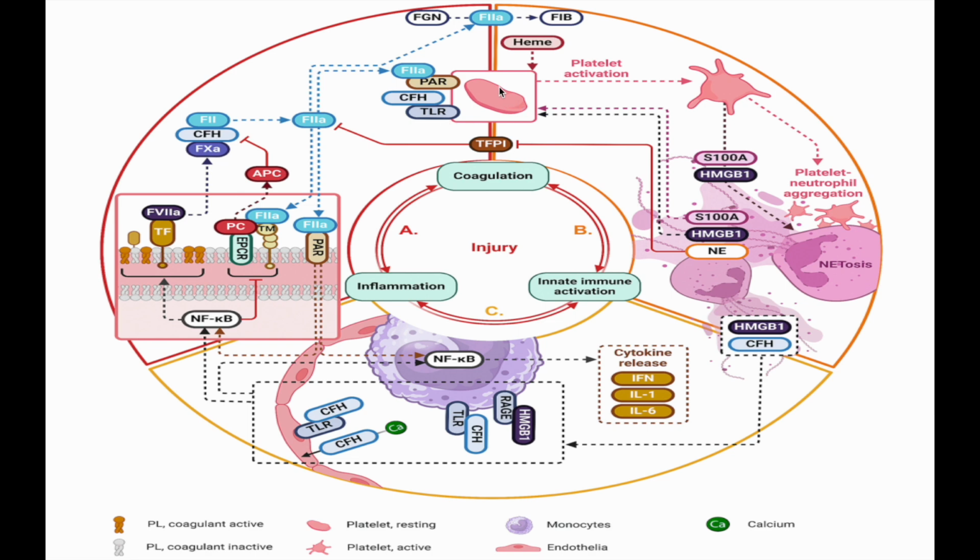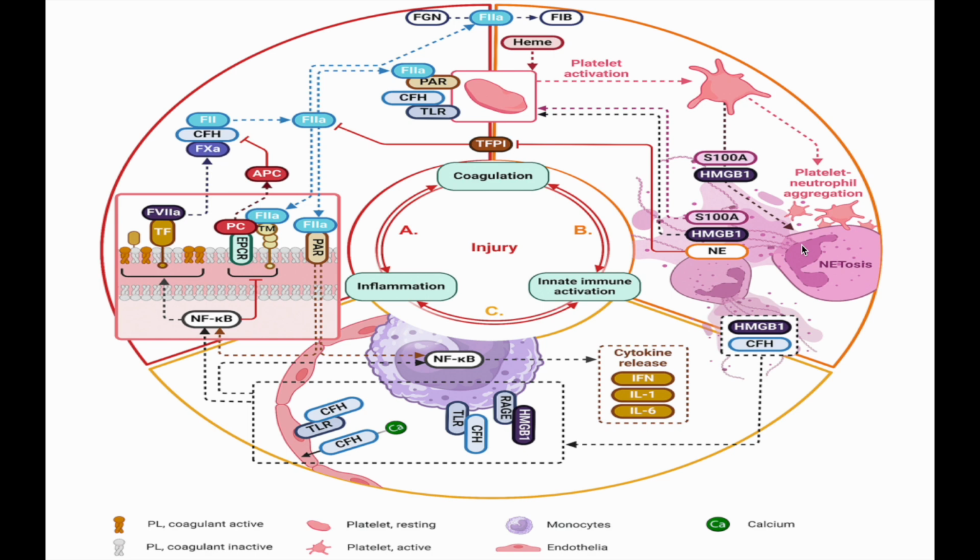Next we have the platelet neutrophil crosstalk through these DAMPs. The DAMPs facilitate the interaction between the platelet and the neutrophil, facilitating NETosis, which enhances thrombogenicity. For example, calprotectin S100A and HMGB1 are involved in activating the neutrophils and platelets, and cell-free heme induces NETosis.